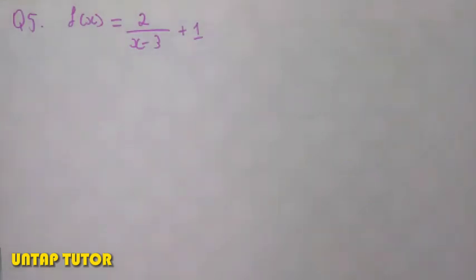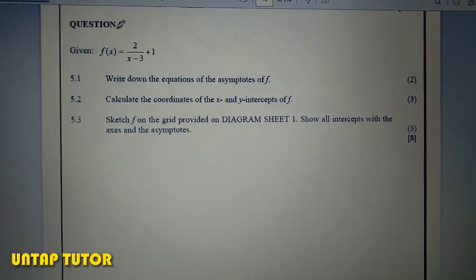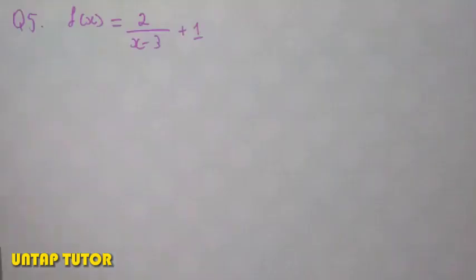Okay, so this is question 5 from those easy questions that I gave you. These things are so easy, it's amazing to me. So this one says, given f of x is equal to 2 over x minus 3, plus 1. f of x is 2 over x minus 3, plus 1.